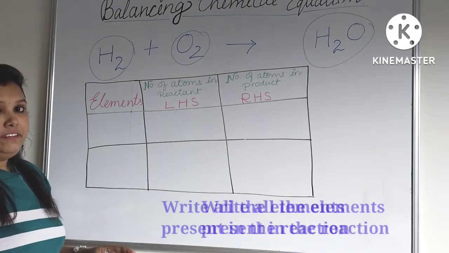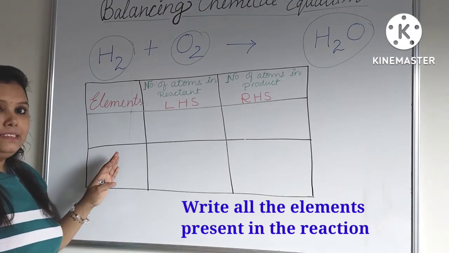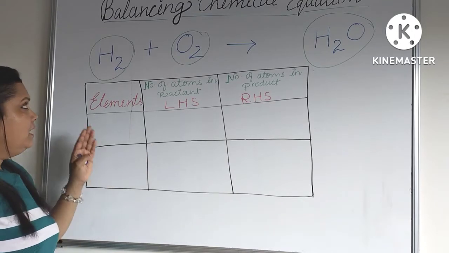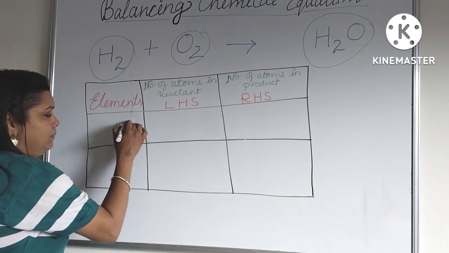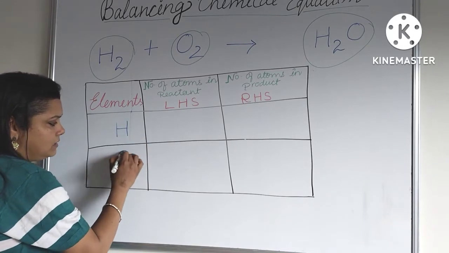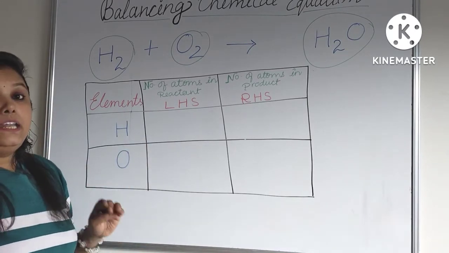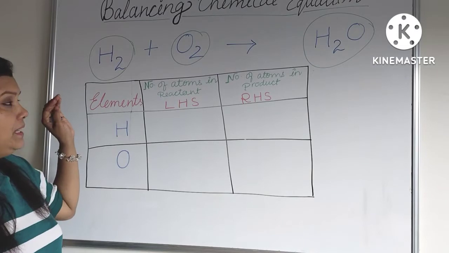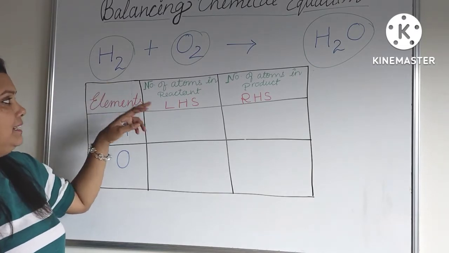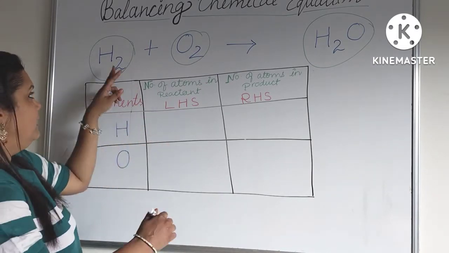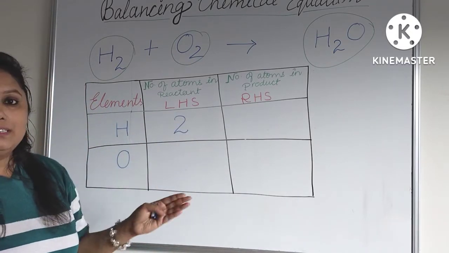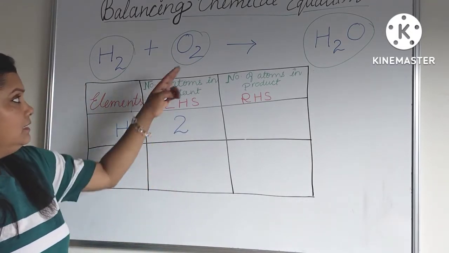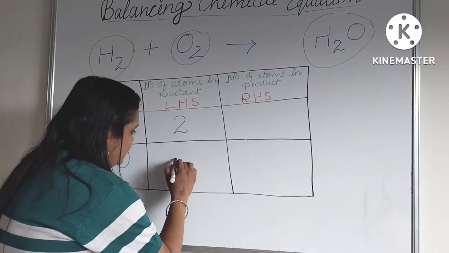Okay, now we will write all the elements that are present in this reaction, and here in this reaction only two elements are present, namely hydrogen and oxygen. Now we will have to check how many hydrogen atoms are present in the LHS side. It is 2, so we will write 2 here. And how many oxygen atoms are present in this side? 2, so we will write 2.